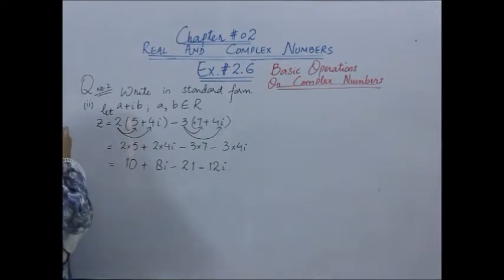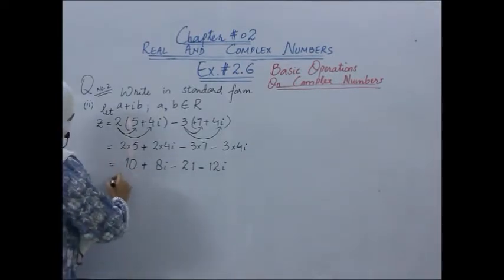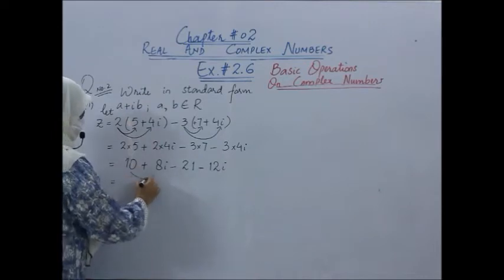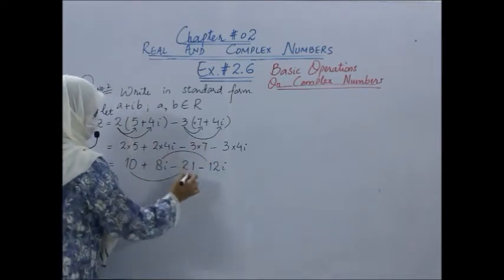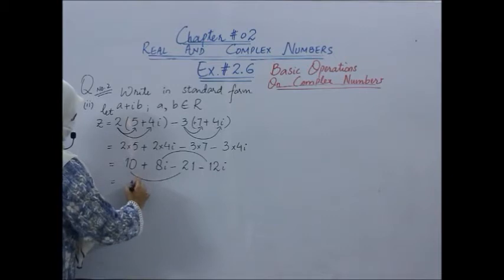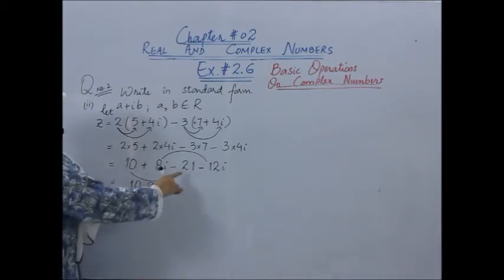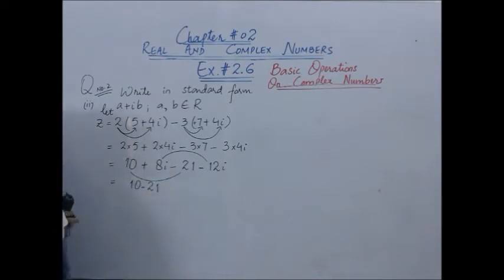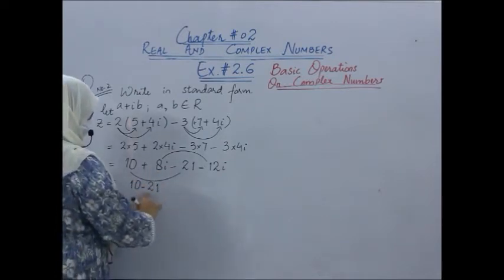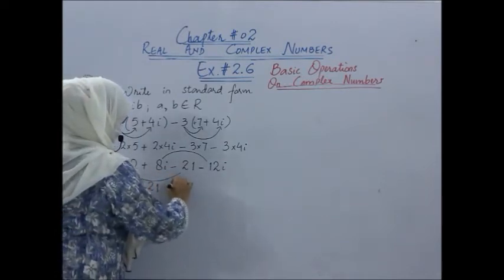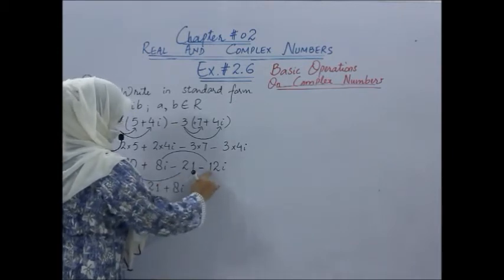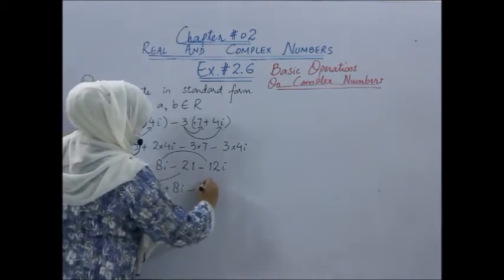Now we will rewrite the given equation, real part with the real part and imaginary part with the imaginary part. That is 10 minus 21. Don't forget to write down the sign which is just before that number. So 10 minus 21 and then plus 8 iota and minus 12 iota.